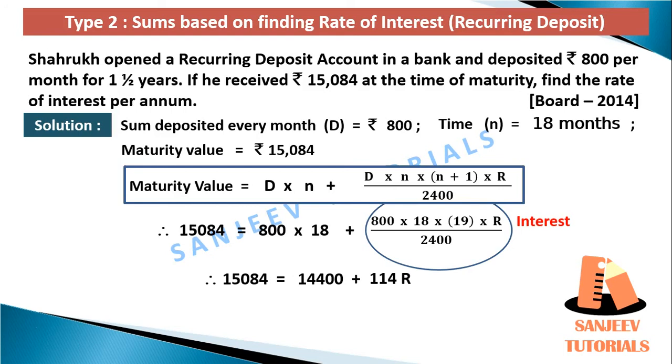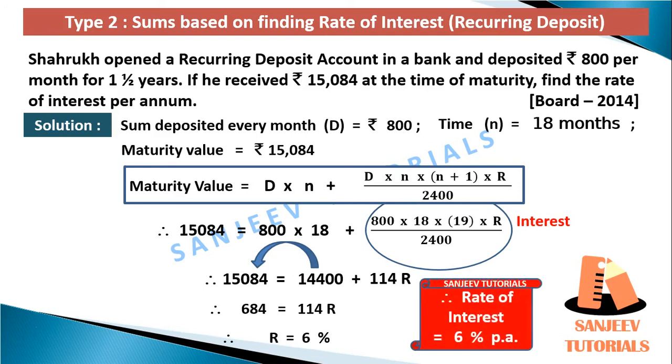Here again I keep numbers on one side and the variable, that is R, that we are supposed to calculate on the other side. So I get this equation, 684 is equal to 114R, which simplifies further as R equal to 6%. So the final answer for this sum is rate of interest is 6% per annum.